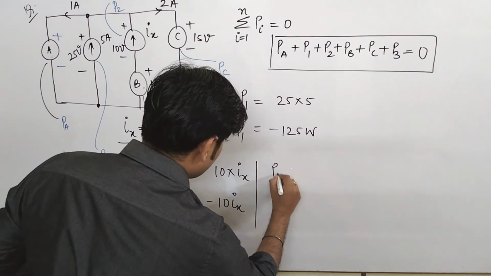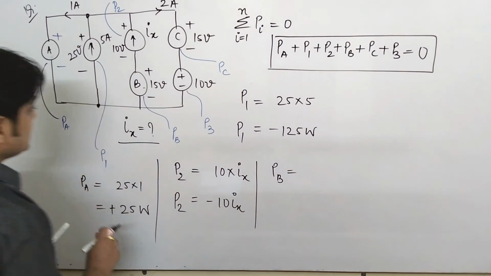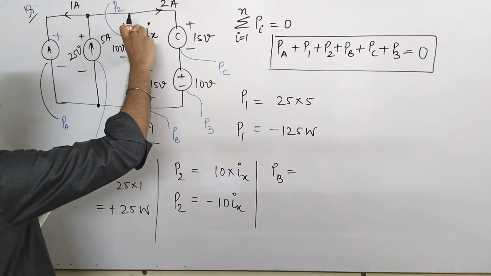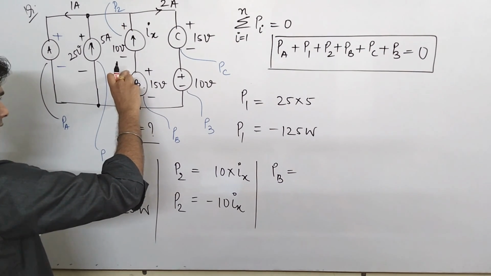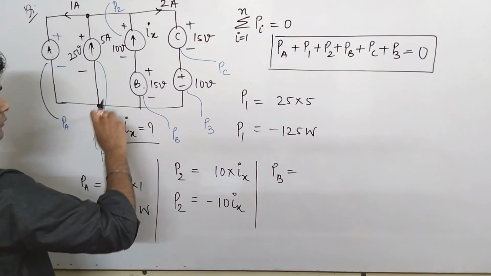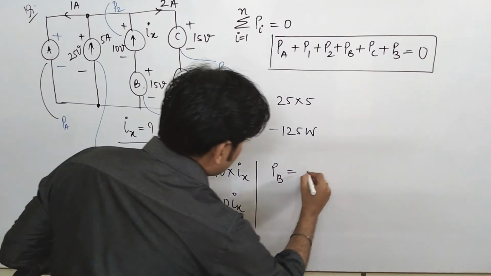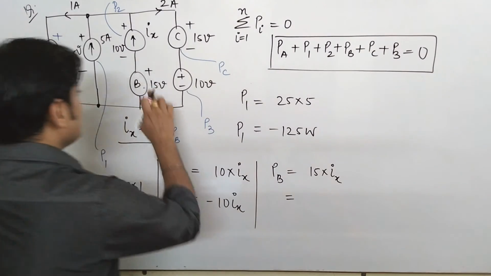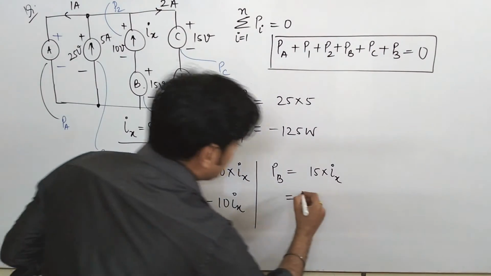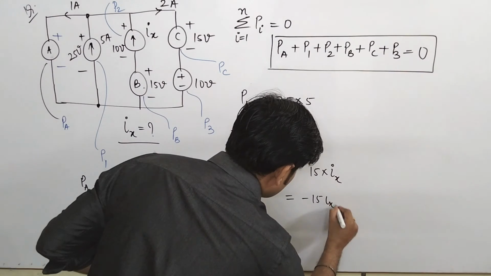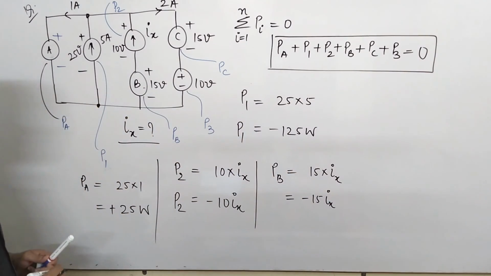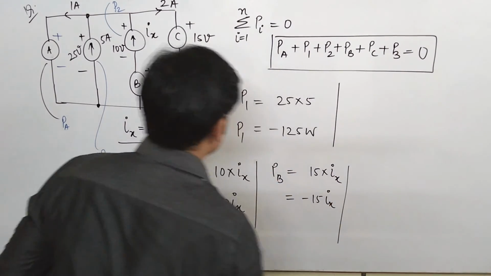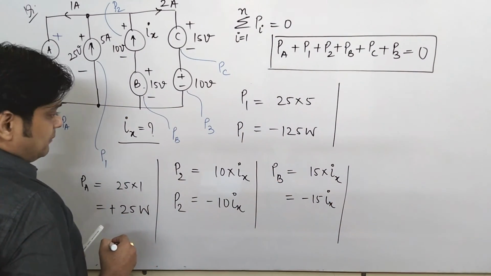Now P2 is over. Now come to PB. Okay, PB, the power is what? Please see, this is the 15 volt source. So whatever the current Ix here in the branch will be here in this B element also. Why? Because it is in series. So that comes to be 15, that is voltage, and current is Ix. But again this current is also going out from this positive terminal. That means it is also supplying power to the network. So PB goes negative. It is minus 15 Ix. Okay. So P1, PA, P2, PB over.